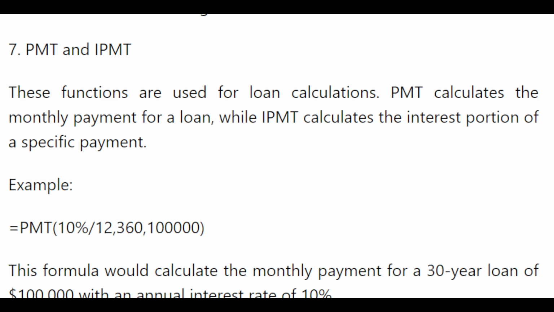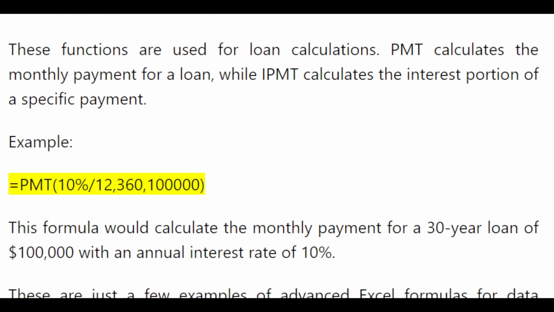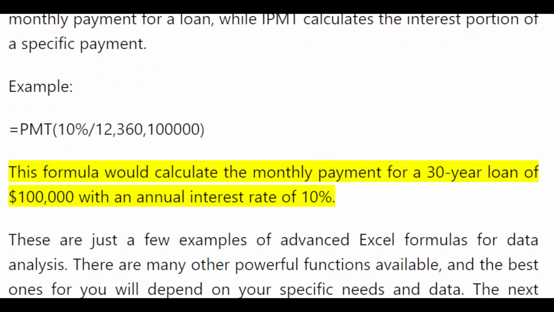Example: =PMT(10%, 12, 360, 100,000). This formula would calculate the monthly payment for a 30-year loan of $100,000 with an annual interest rate of 10%.